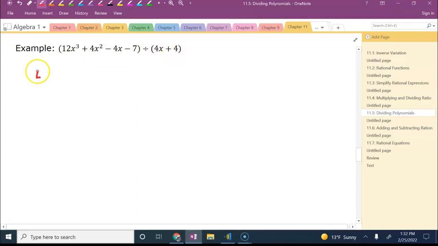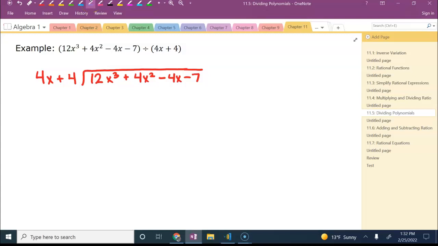So I'm going to put 4x plus 4 out front, and then we have 12x to the third plus 4x squared minus 4x minus 7. Now, the process of this is the exact same. So I'm not changing anything that we were just doing. We're going to do the same step by step thing that we had just been practicing there. So I'm at 4x, and I need to get to a 12x to the third. So 4 times 3 would get me to 12. I have x. I need x to the third. So I'm missing 2 of them, so I need to take it times 3x squared.